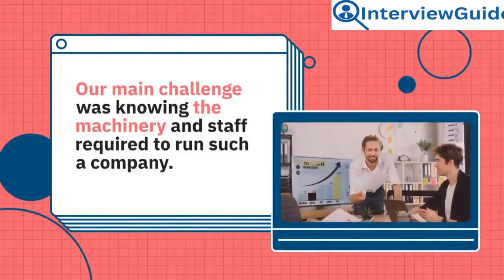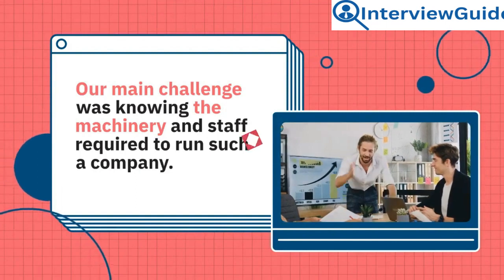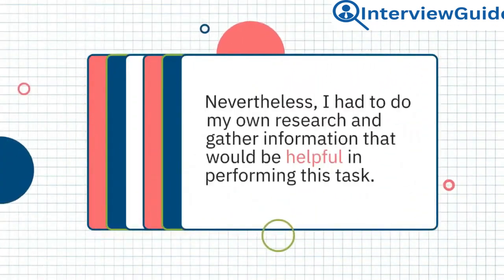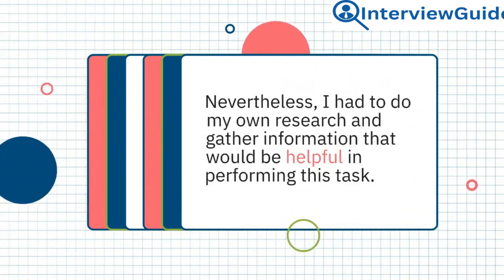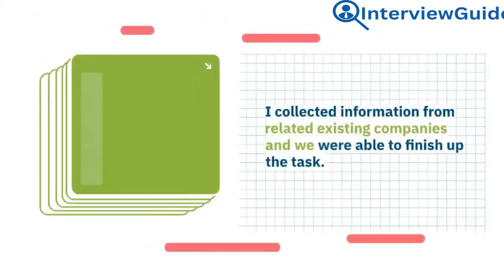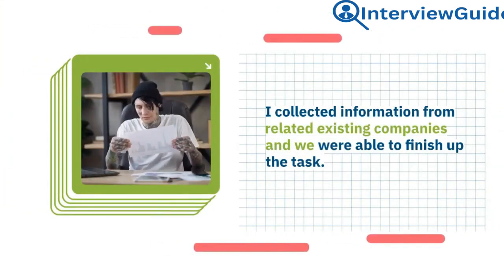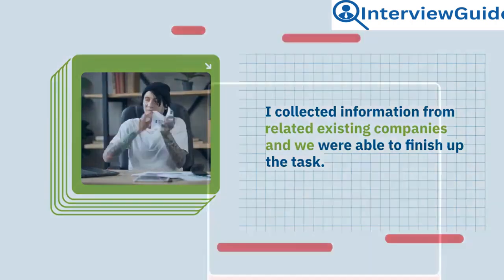Sample answer. The time came when the company that I worked for wanted to open a bigger branch than where we were working. My team and I never had enough information on how the company would run. Our main challenge was knowing the machinery and staff required to run such a company. Nevertheless, I had to do my own research and gather information that would be helpful in performing this task. I collected information from related existing companies and we were able to finish up the task.